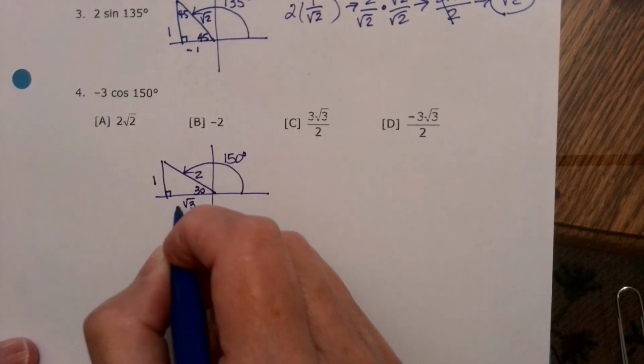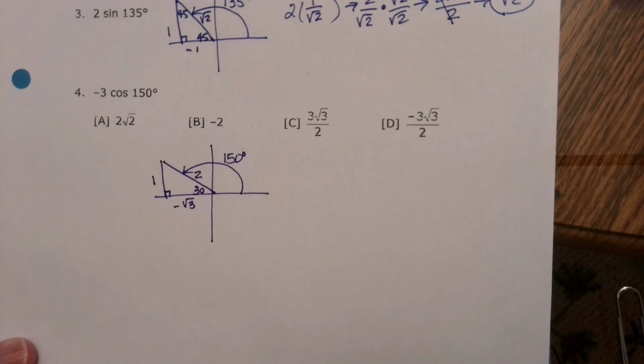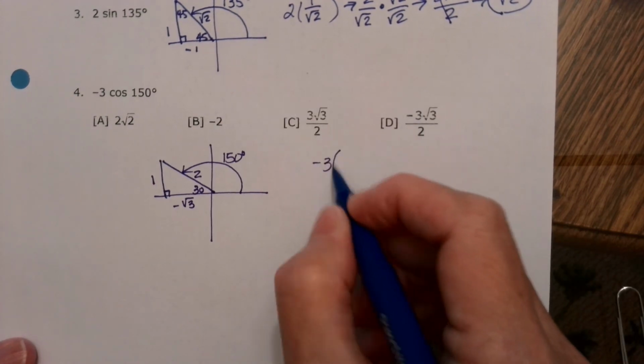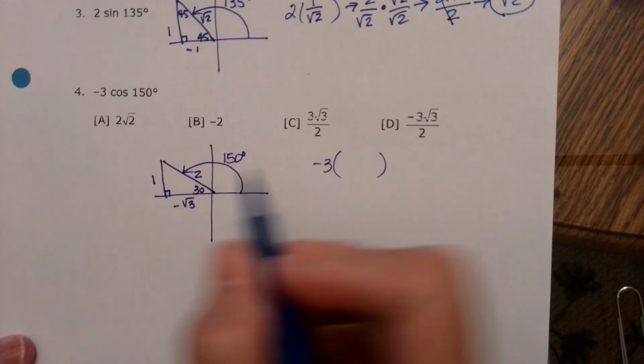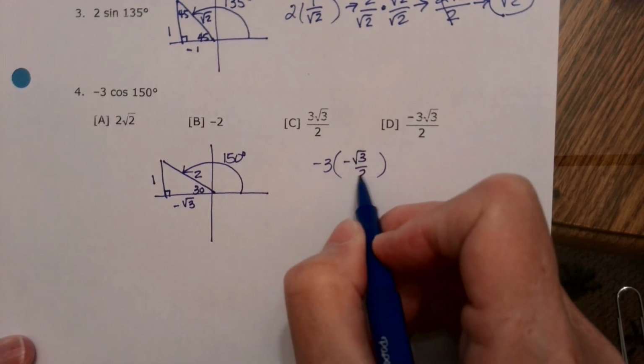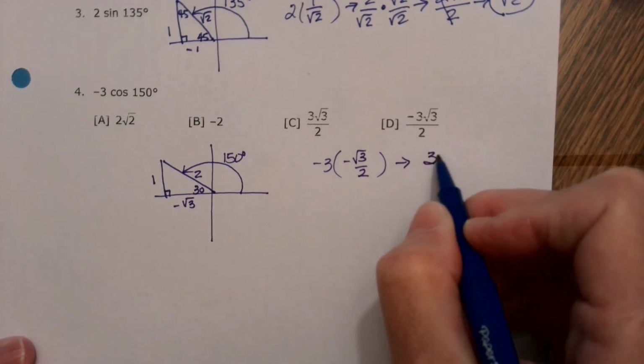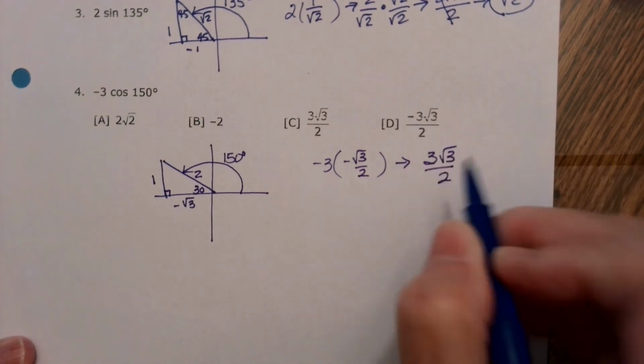In this quadrant, this one is negative. So what I'm doing is I'm doing negative 3 times the cosine of this angle right here. Cosine of this is negative square root of 3 over 2. So that's going to give me a positive 3 times the square root of 3 over 2.